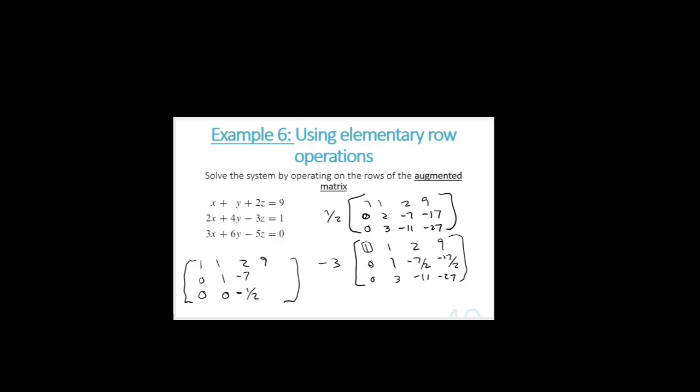Let me fill in the rest of these. We've got -17 halves, then -3 times -17 halves minus 27. You can cheat and look in the book. What did they get for that? Does anybody have theirs? Yes, -3 halves. So now we're looking pretty good. What do you think you might do next? Oh, yes, question.